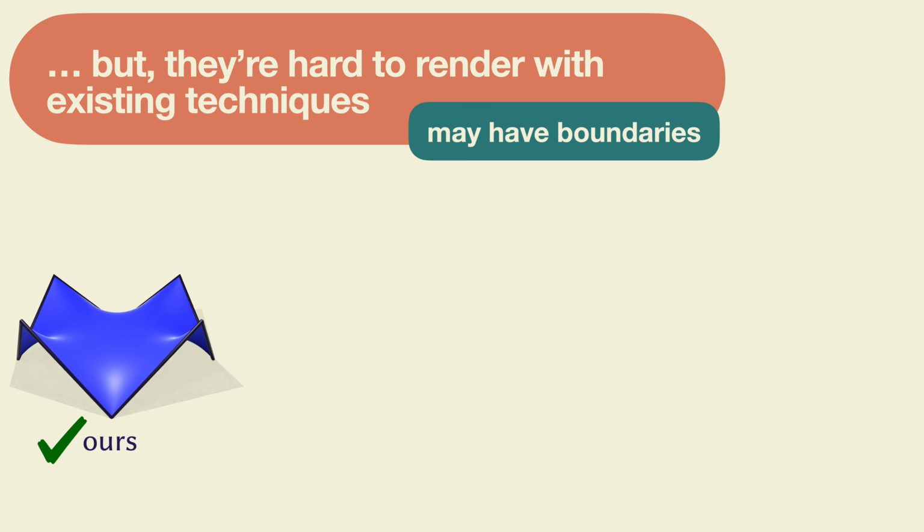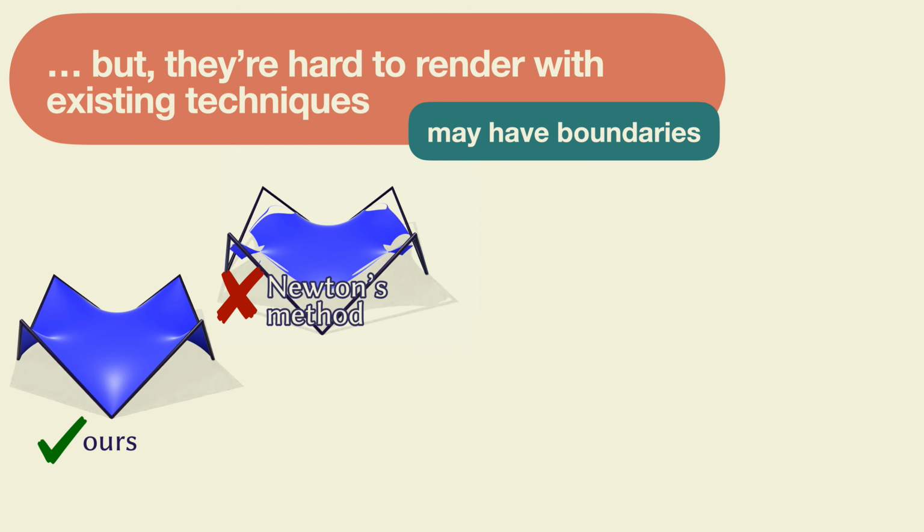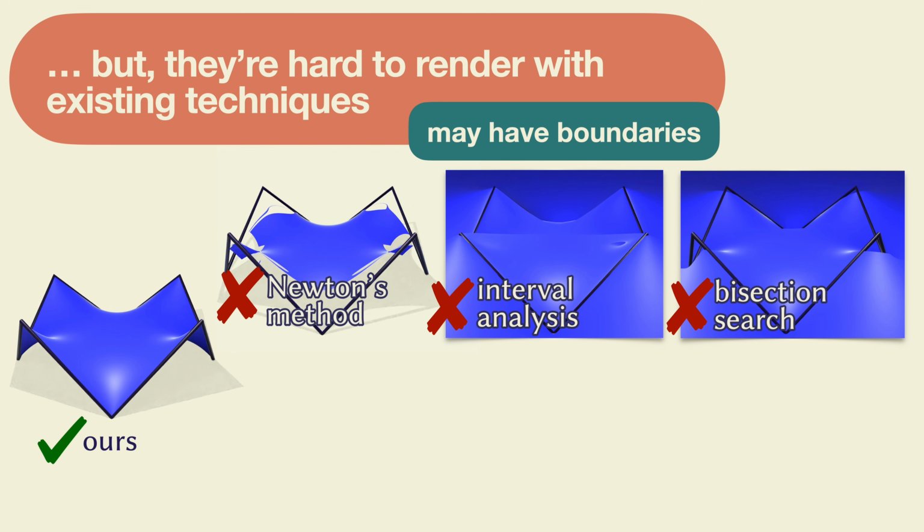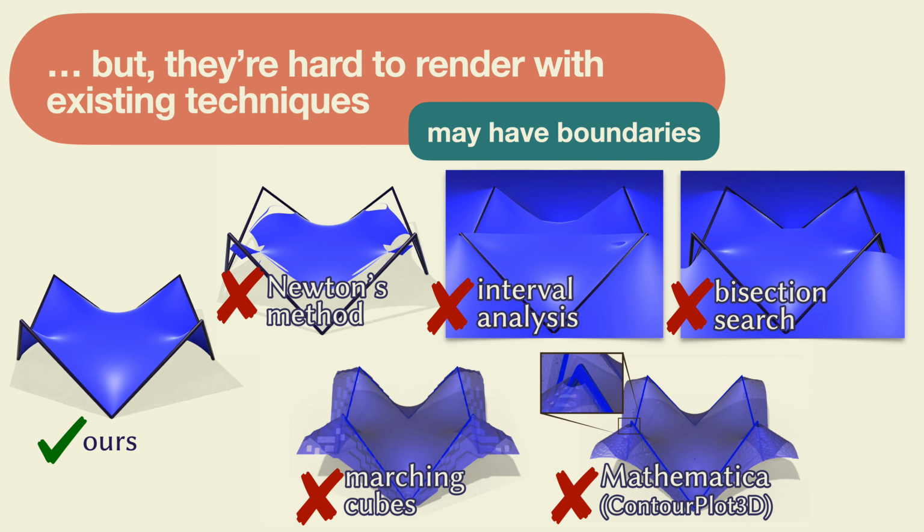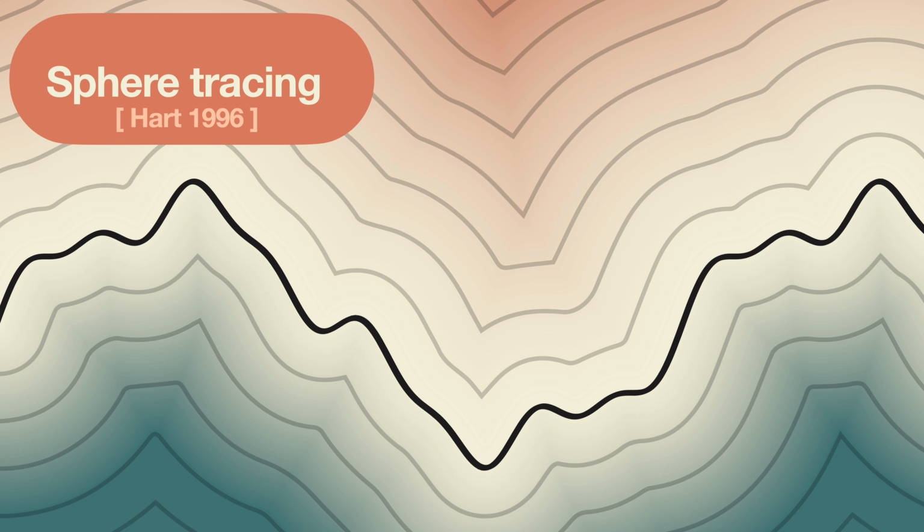Another big challenge is that level sets of certain singular harmonic functions may have boundaries. And if you try to intersect rays with these surfaces, using standard root finding techniques like Newton's method, or interval analysis, or bisection search, or even just try to run standard mesh extraction methods like marching cubes, you get all sorts of junk, even for very simple surfaces. To get a better look at what goes wrong with these existing methods, and how we can fix things, let's take a closer look at sphere tracing.